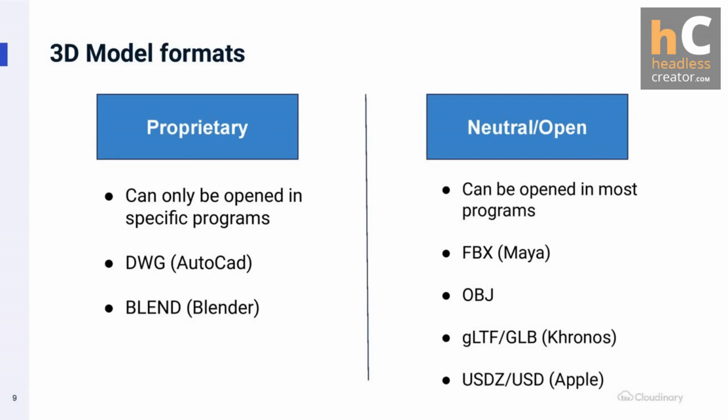And then on the other end of the spectrum, you want to be able to share this. For example, I want to be able to see it on my phone, and I can't quite take an AutoCAD DWG file and see it on my phone. So you have proprietary models and you have what are called open or neutral models. So let's get into that a little bit.